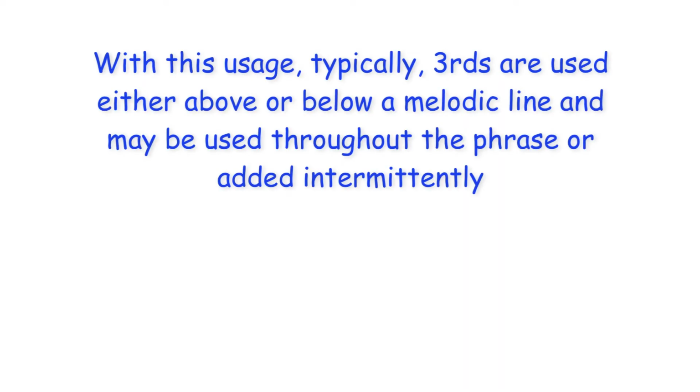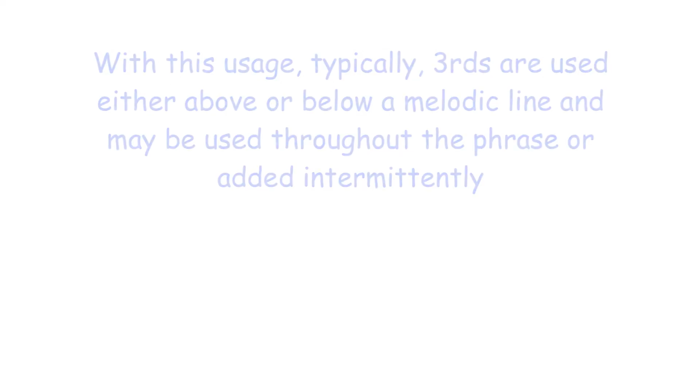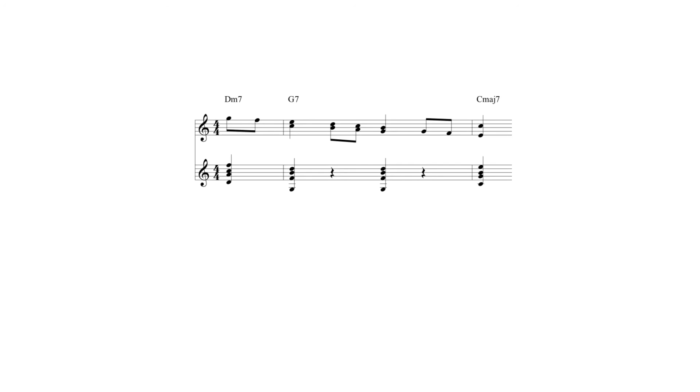With this usage, typically thirds are used either above or below a melodic line and may be used throughout the phrase or added intermittently. Here, for example, only the initial notes of the second bar are played as thirds, while the final dyad is a sixth.